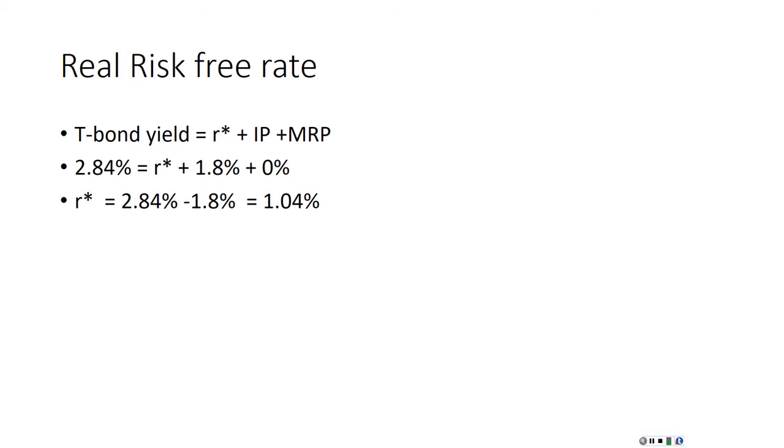Well, as we just finished saying, the Treasury bond yield will be equal to the real risk-free rate plus the inflation premium plus the maturity risk premium. The Treasury bond yield is given as 2.84%, and that's equal to the real risk-free rate plus the 1.8% of the inflation premium plus the 0% of the maturity risk premium. A little algebra tells us that the risk-free rate is 1.04%.